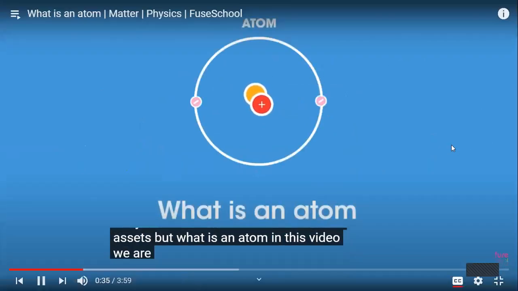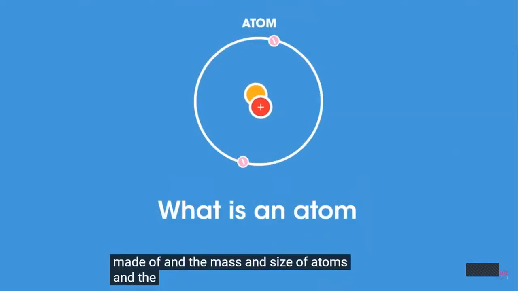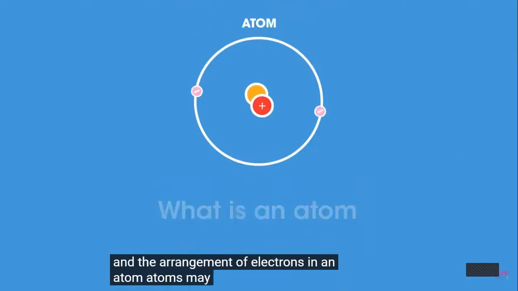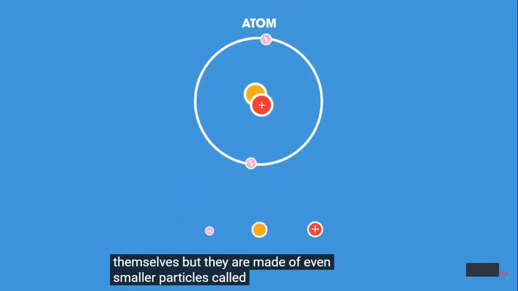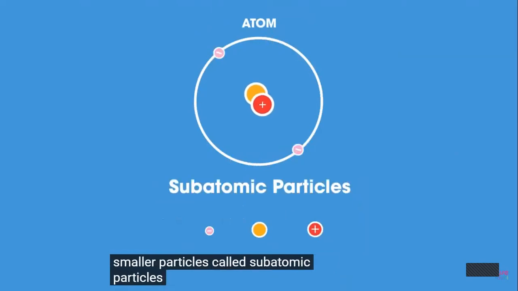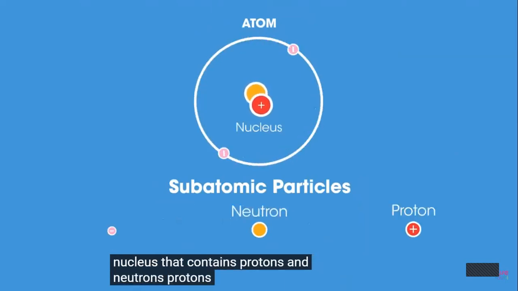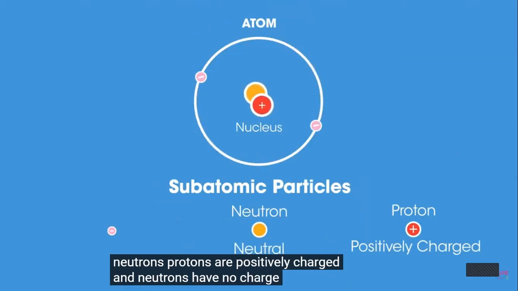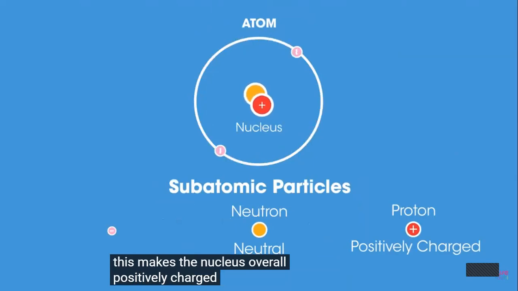In this video, we are going to look at what atoms are made of, and the mass and size of atoms, and the arrangement of electrons in an atom. Atoms may be tiny particles themselves, but they are made of even smaller particles called subatomic particles. Atoms consist of a central nucleus that contains protons and neutrons. Protons are positively charged, and neutrons have no charge. This makes the nucleus overall positively charged.